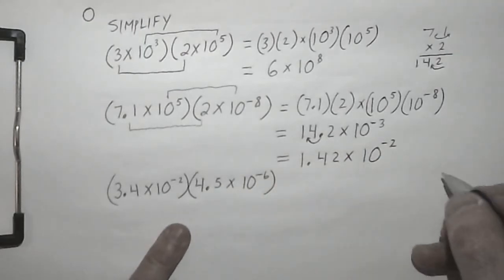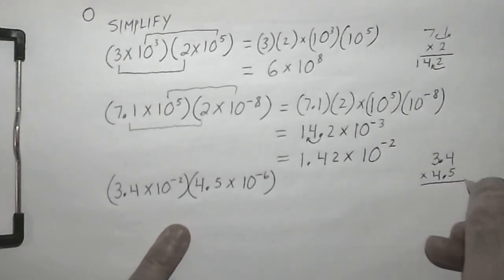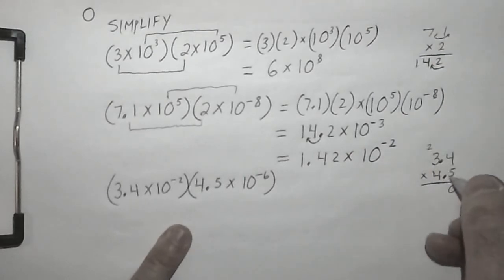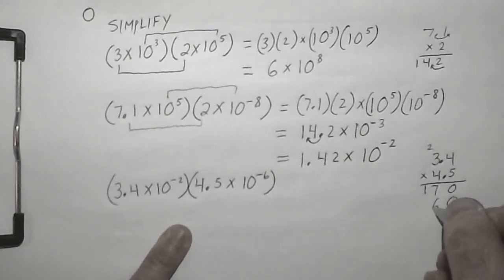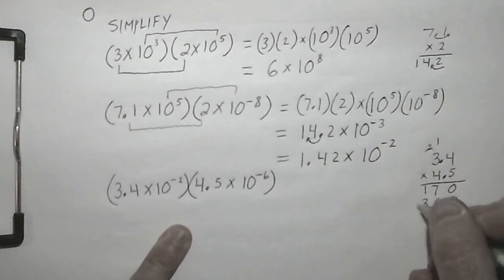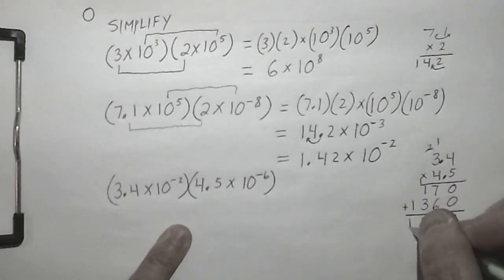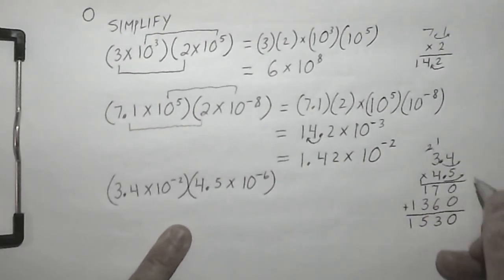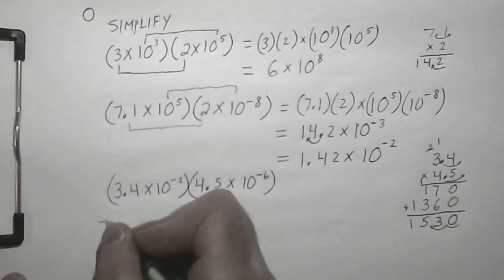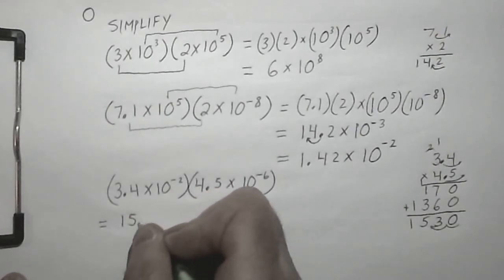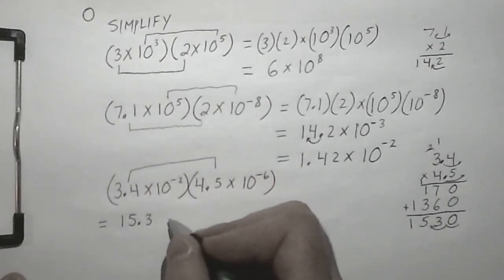Now 3.4 times 4.5, you can do this off to the side of your paper. 5 times 4 is 20, carry the 2. 5 times 3 is 15, plus 2 is 17. Put a 0. 4 times 4 is 16, carry the 1. 4 times 3 is 12, plus 1 is 13. Now it's 1, 2 total places to the right with the decimal point, so it's 2 to the left in the answer. 1, 2, so 15.3 or 15.30. I'm just going to say 15.3. Okay, so that's the product of 3.4 and 4.5.